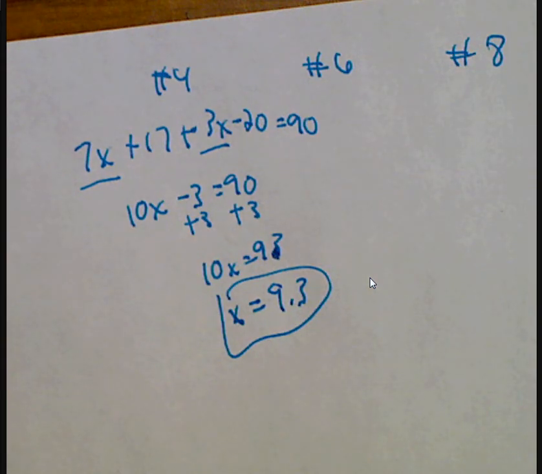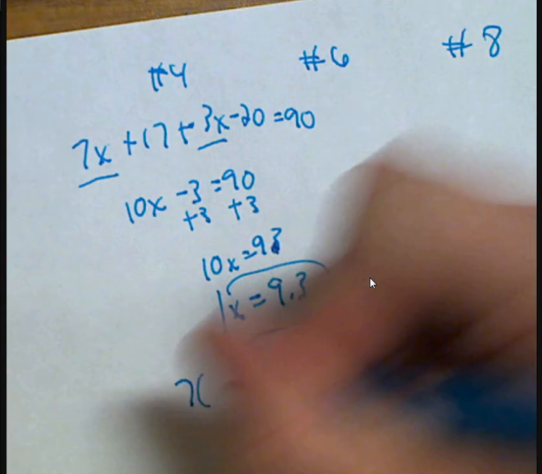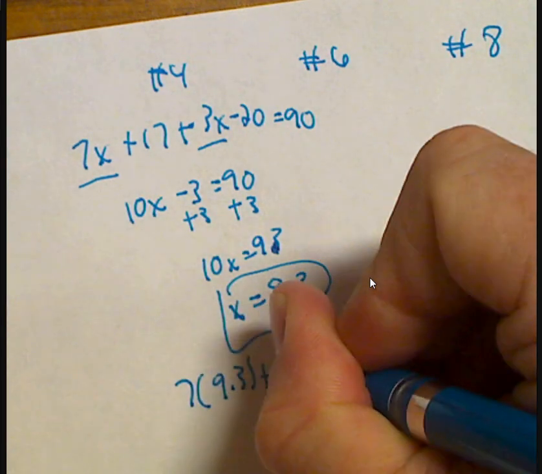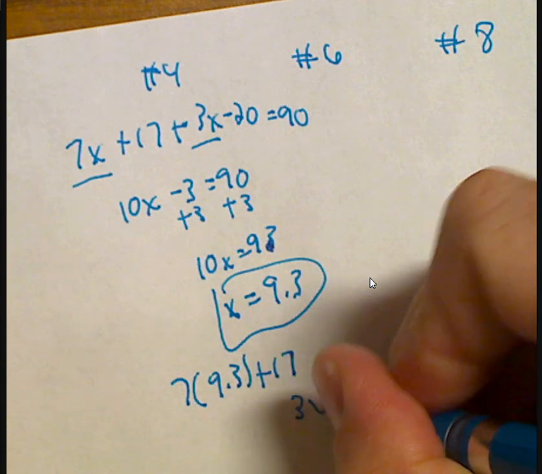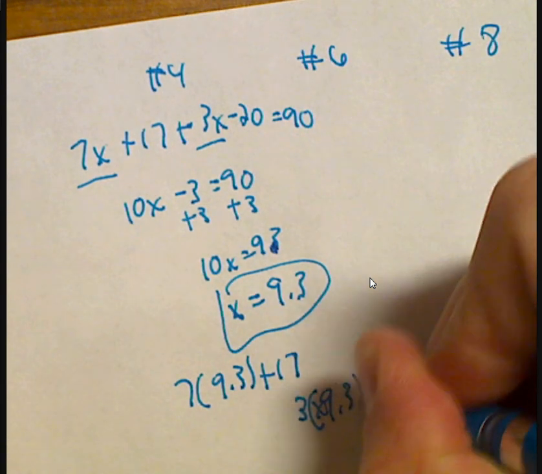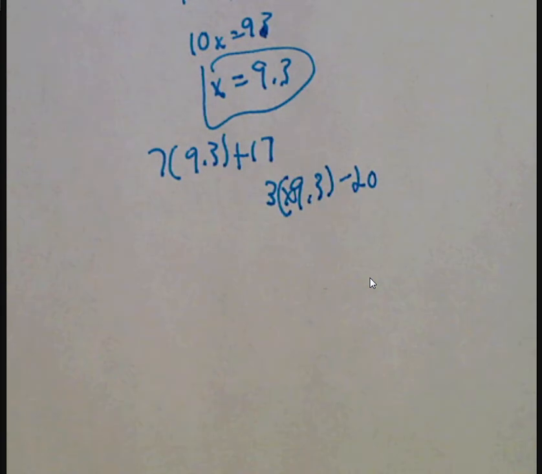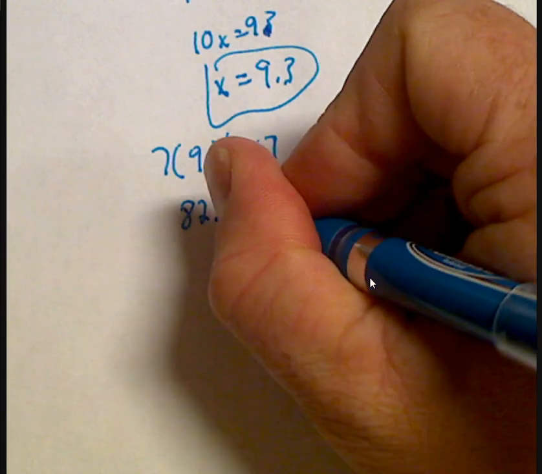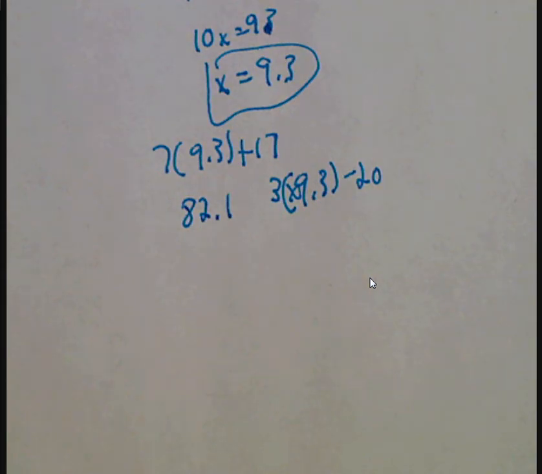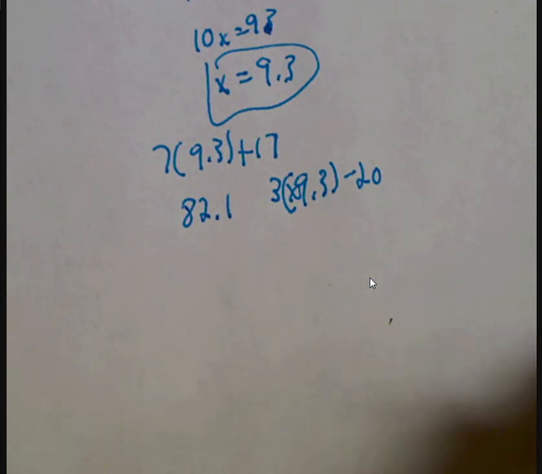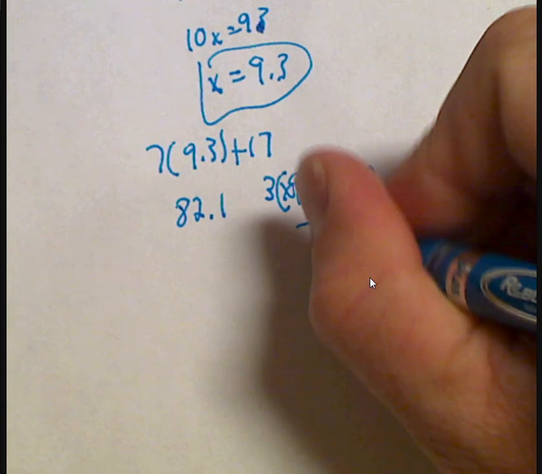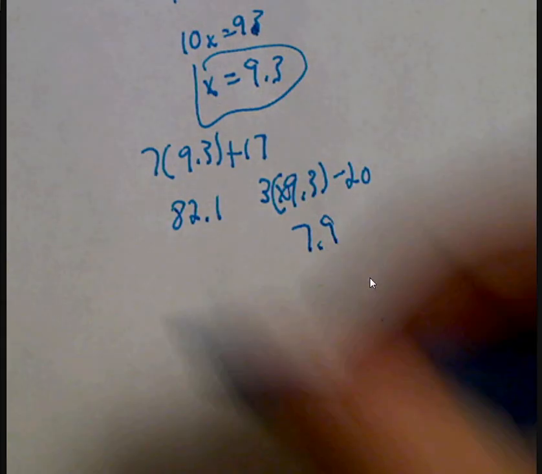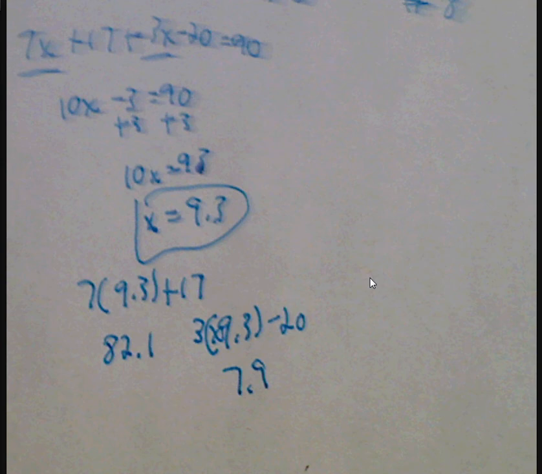But it says I need to find the angles. So one angle is 7 times 9.3 plus 17, and the other angle is 3x minus 20, where x is 9.3. So now I've got to find the angles. So 9.3 times 7 plus 17 gives me 82.1. My other one would be 3 times 9.3 minus 20, which gives me 7.9. There's my two angles. And I know I did it right because if you add those two, they add back up to 90.